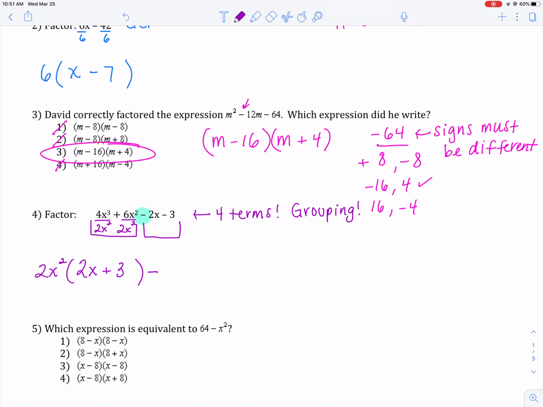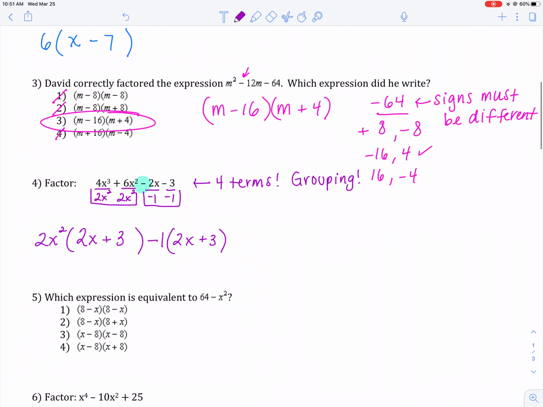Now, this is a good one. When you have a 2x and a 3, they have nothing in common, but we have to pull down a number. So instead of just leaving it a negative, pull down a -1. When I divide each of these by -1, negative 2x divided by -1 is a positive 2x. Negative 3 divided by -1 is a positive 3. So now I know I did it correctly because these 2 terms match.